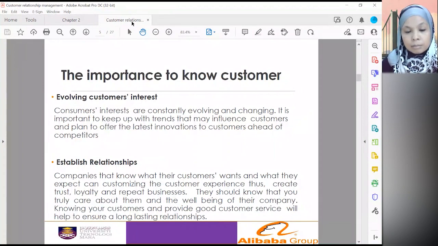Retaining an existing customer costs less than trying to gain a new customer. So if you already know your customer, you can be kind to them and establish a relationship with them. Therefore, they can remain your loyal customer.